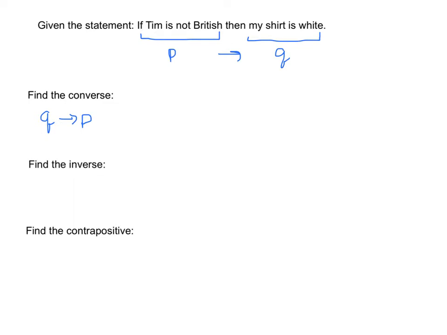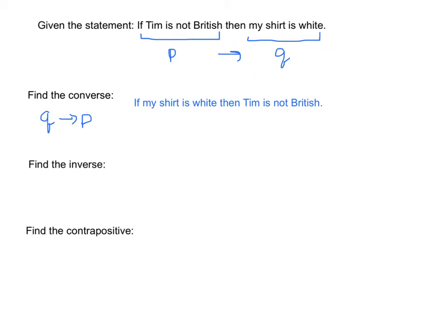So we're going to find the converse and we're going to just flip them around. So instead of starting with if Tim is not British, we're going to start with if my shirt is white. Then we have P, which says Tim is not British. Now don't be confused by the fact that our P is a negative statement. That doesn't matter. We're simply going with what we have labeled P to be.